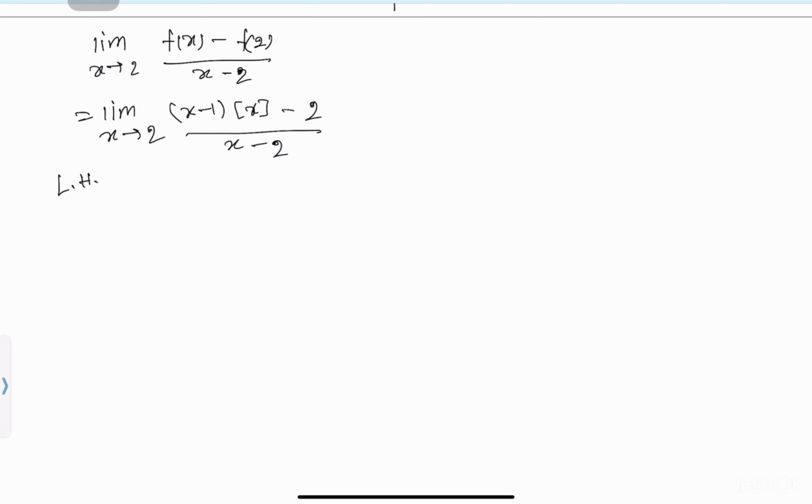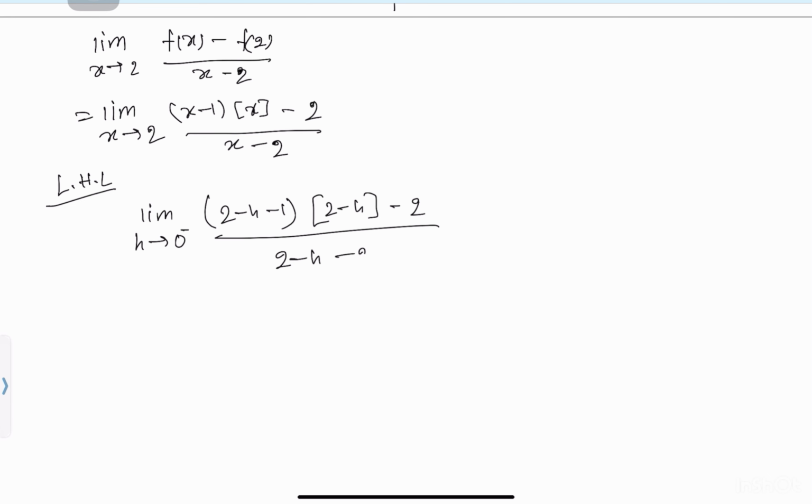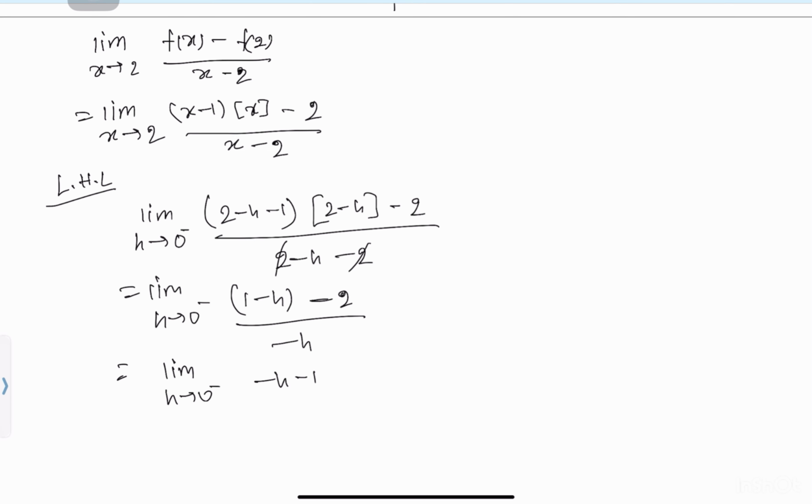So left hand limit, limit h tending to 0 negative. In place of x, you have to write 2 minus h. So 2 minus h minus 1 box 2 minus h, minus 2, divided by 2 minus h minus 2. So limit h tending to 0 negative, that becomes 1 minus h, and this is 2 minus h, the left side of 2, that means this becomes 1. So this is clear, minus h, and this becomes limit h tending to 0 negative, minus h minus 1 by minus h.